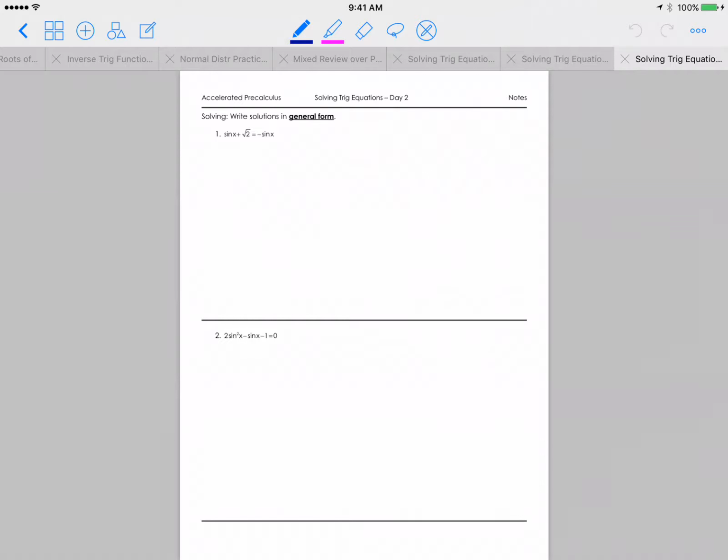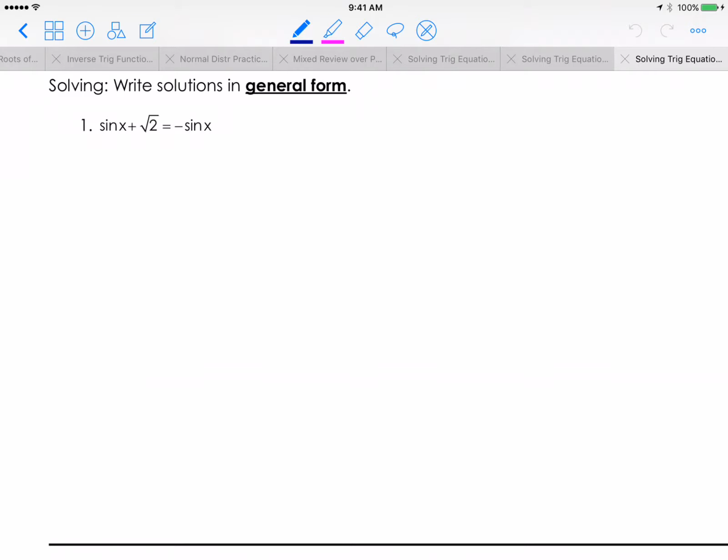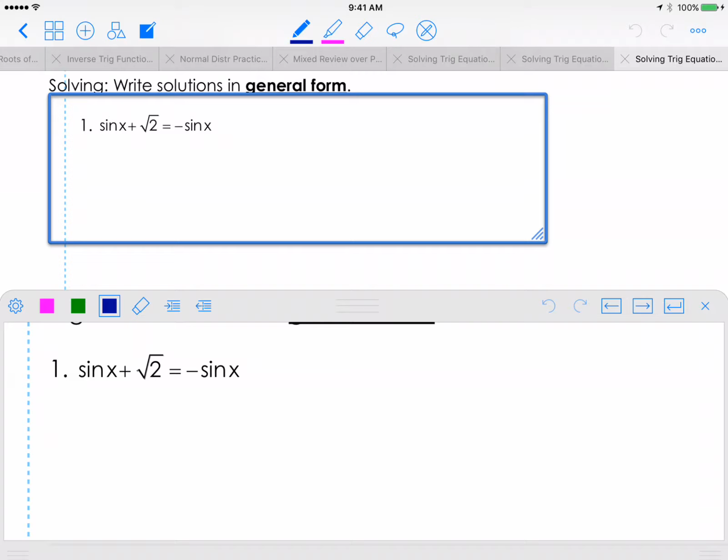So if you will go ahead and pull up your notes, they should be in Google Classroom. This is going to be day 2 of solving trig equations. Let's go ahead and look at problem number 1. You're going to see this little box come up. It's easier for me to write on the bottom. Hopefully it's not too confusing for you, but it's more legible so you can see it. So let's look at number 1.